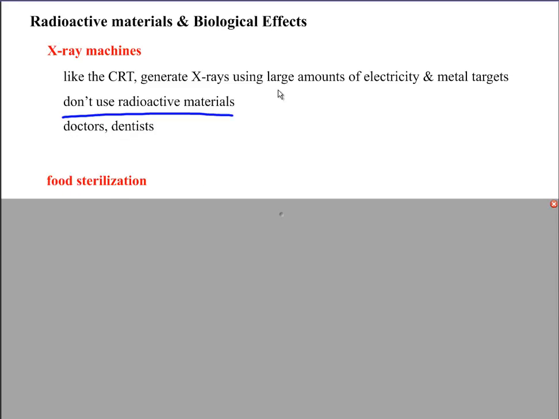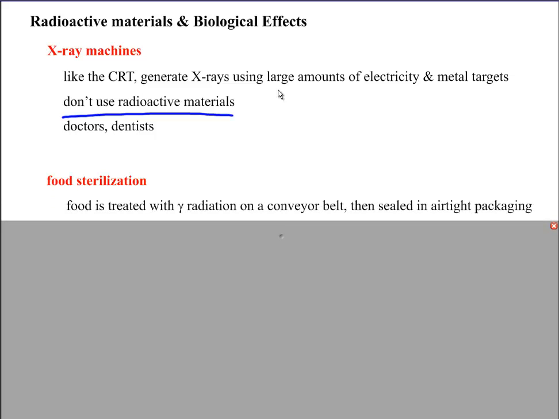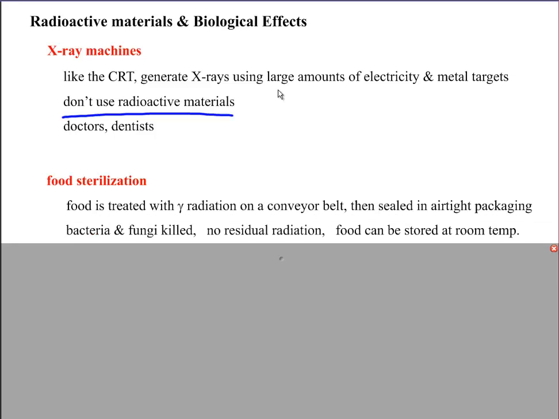Another way that radioactive materials are used, and sometimes it's radioactive materials and sometimes it's radiation generated similarly to the way that X-rays are generated, is sterilizing food. Much more common in Europe than in the United States. Food is treated with gamma radiation while it passes along a conveyor belt. Then this food, once it's treated, is sealed in an airtight package. The gamma radiation kills the bacteria, kills the fungi. If it's sealed against the environment, there is no more opportunity for these two items to enter the food.